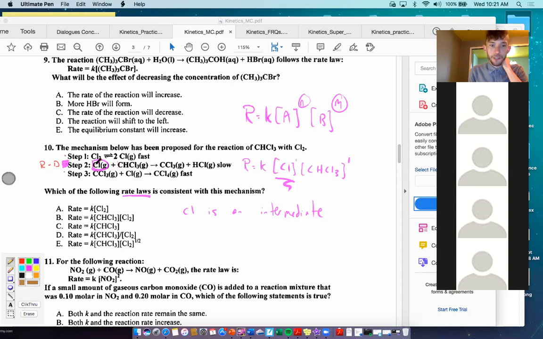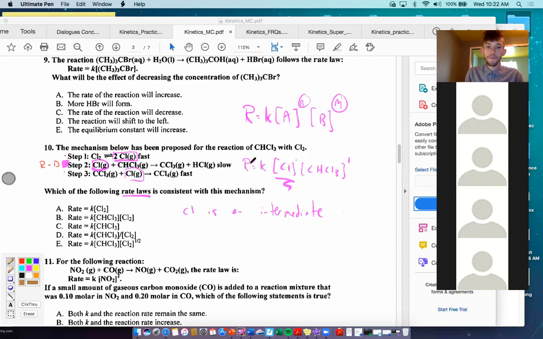Very, very good, Mr. Wilkins. So I can see here that this step 1, the fast step, is producing 2 moles of atomic Cl. And I can see that in the other steps, step 2, 1 mole gets consumed, and then in step 3, another mole gets consumed. So it's an intermediate. That's the very definition of an intermediate. It is a chemical that gets produced but then consumed again.